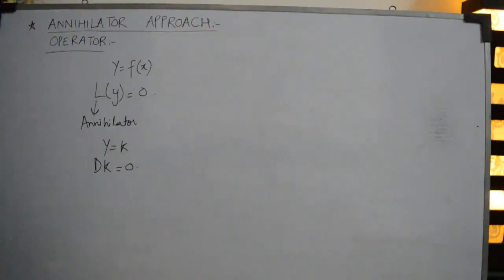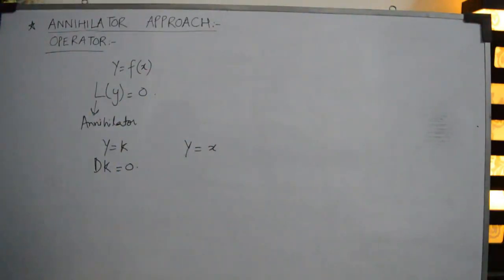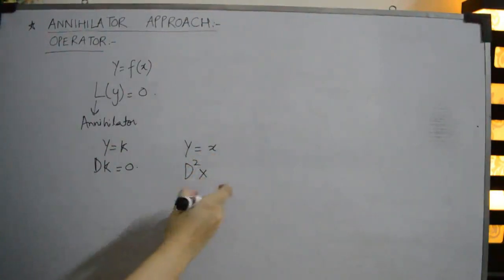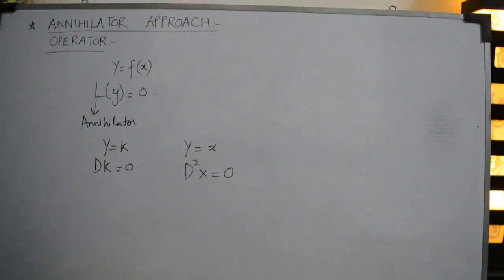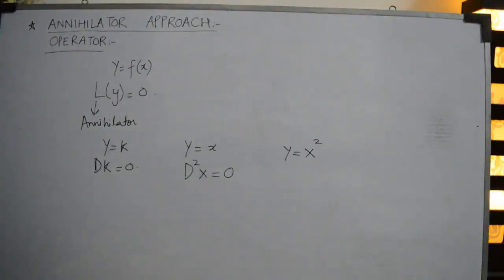Also if y is equal to x, then you have to differentiate it. First time it becomes 1, that is a constant. You have to differentiate it a second time, that makes it 0. So D² is the annihilator operator of the function x. Also if I move further and have y equals to x², how many times does x² have to be differentiated so that it becomes 0?